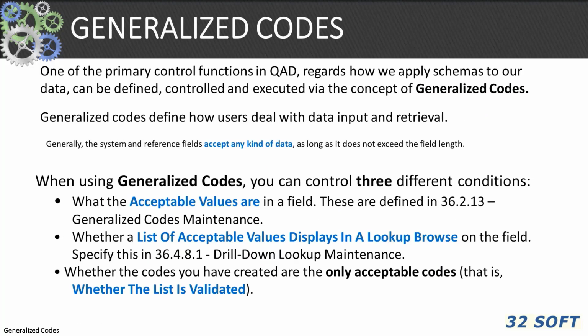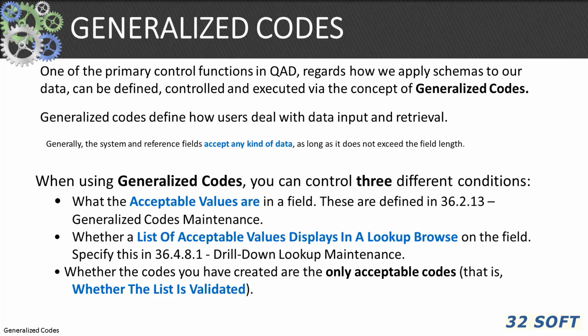One of the primary control functions in QAD with regards to how we apply schemas to our data utilizes the concept of generalized codes. Generalized codes help users deal with both data input and data retrieval. Generally speaking, system and reference fields accept any kind of data as long as it does not exceed the field length. When using generalized code, you can control three different context conditions. First, what acceptable values are for the field. Second, you can get a list of accepted values displayed in a browse. And third, you can have the system give you a list of validated fields.